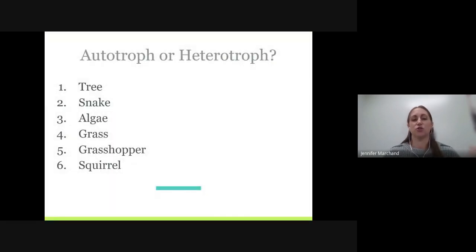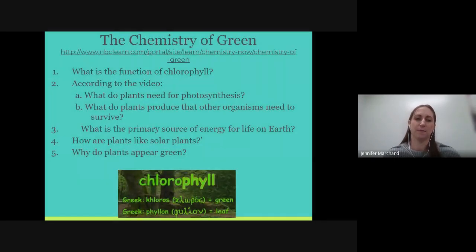All right, so let's think. So a tree is going to be autotrophic. A snake is going to be heterotrophic. Algae, autotrophic. Grass is a plant, so it's going to be autotrophic. A grasshopper is actually heterotrophic because it's going to eat something else. And then a squirrel is, again, heterotrophic.